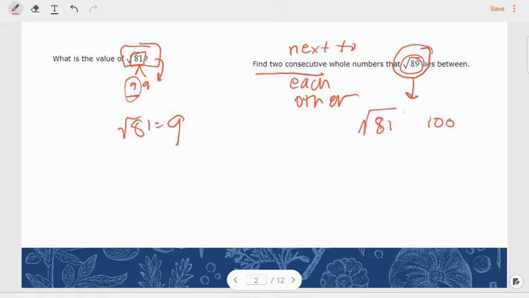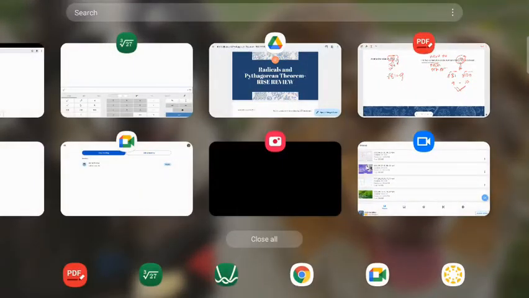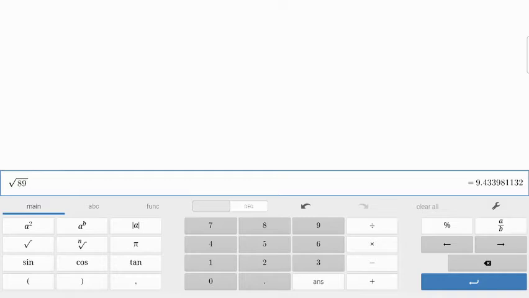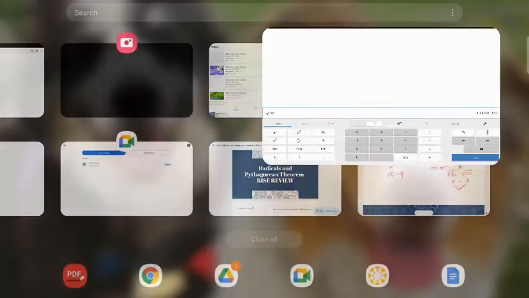Remember that the square root of 81 is 9, and the square root of 100 is 10. So the value of the square root of 89 is going to be between those two whole numbers. So these are my two whole numbers. The other way is just to type it into my calculator. So the square root of 89, and I see that my decimal is 9.4, so I know that 9.4 is between the whole numbers 9 and 10.